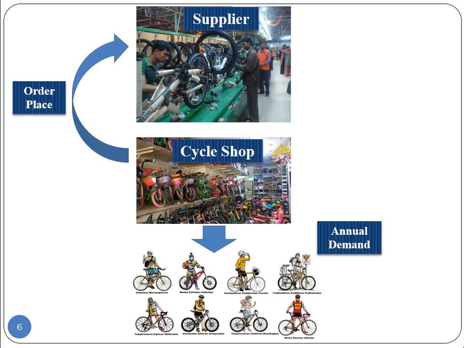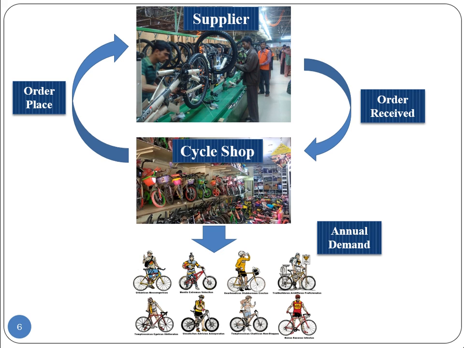This is an example. Suppose there is a cycle shop over there. Annual demand of the cycle shop is 1200 cycles per year. That means the cycle shop owner places the order to the supplier, and the supplier is basically the industry, and then the industry is going to deliver the cycles over there. How many cycles the industry is going to deliver depends upon the number of units in the order the cycle shop placed.